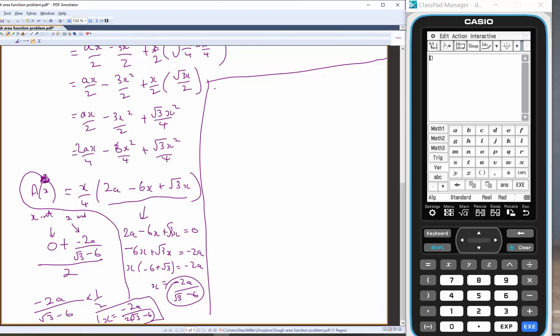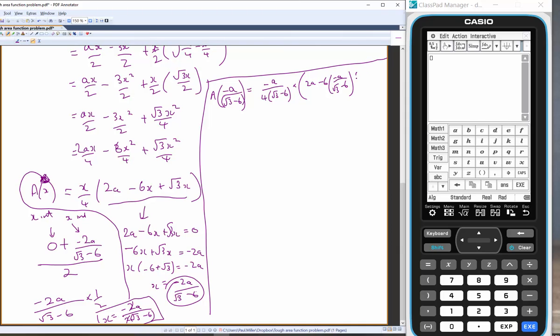So just erase a bit of space here, and I'm just going to continue over here. So I'm going to do A of this value here. Now what's going to happen also is these 2's cancel out. So A of negative a over root 3 take 6 in the denominator equals. All right, so let's sub it in. So everywhere I see an x, I'm going to replace it with this thing here. So I'm going to go negative a over 4 root 3 take 6 multiplied by 2a take 6, negative a over, no, not 4, over root 3 take 6.